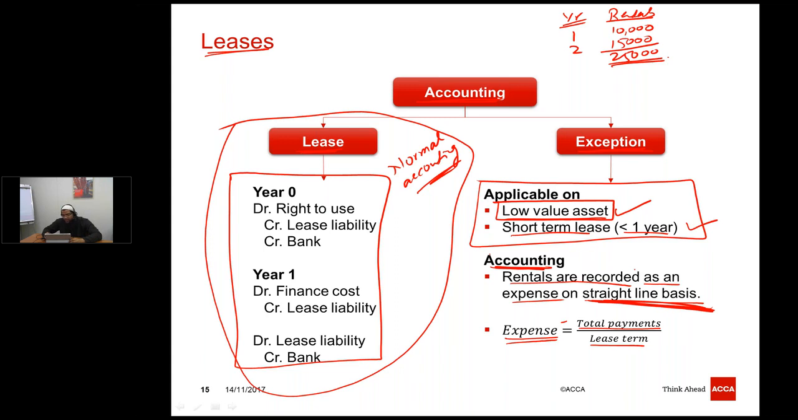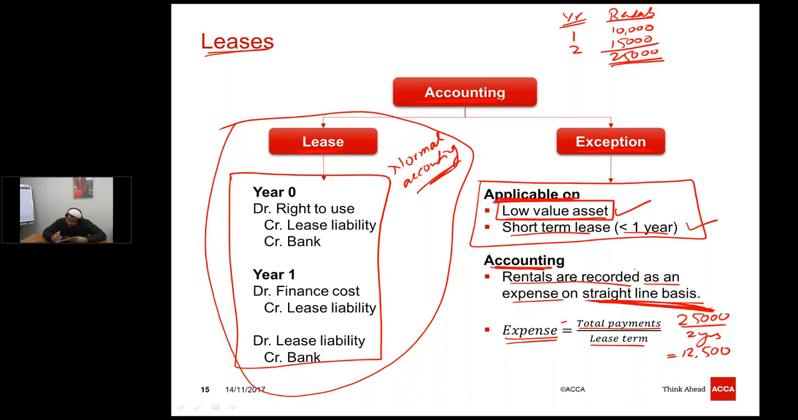Let's suppose the question says that this is a low value asset. Now calculate the amount of the rent expense. The answer is pretty simple. The total payment is 25,000 and the lease term is 2 years. So the annual expense is 12,500.